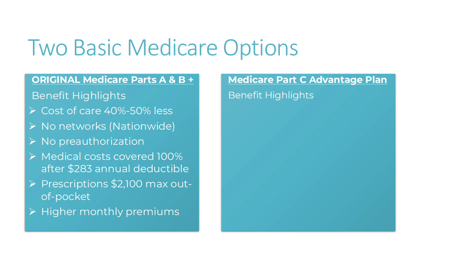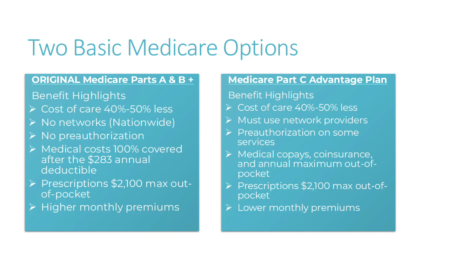Next, if you use a Medicare Supplement Plan G, all medical services are covered 100% after a $283 annual deductible. Also, you pay no more than $2,100 in out-of-pocket costs for all your prescription drugs in 2026. However, you will have higher monthly premiums by adding a required standalone Part D drug plan and an optional Medicare supplement plan.